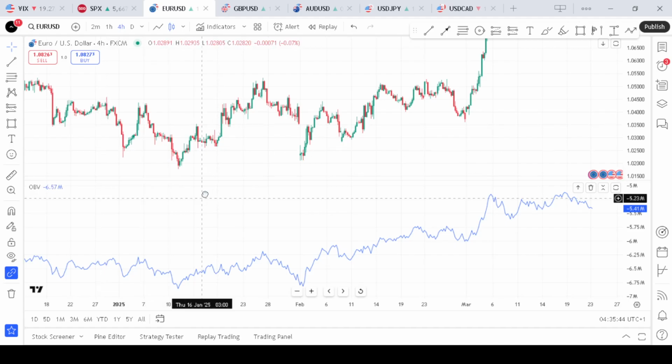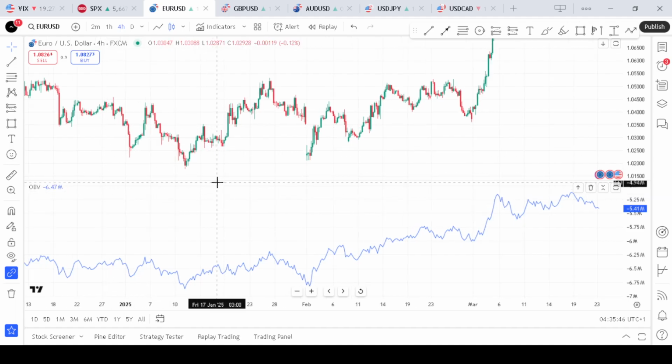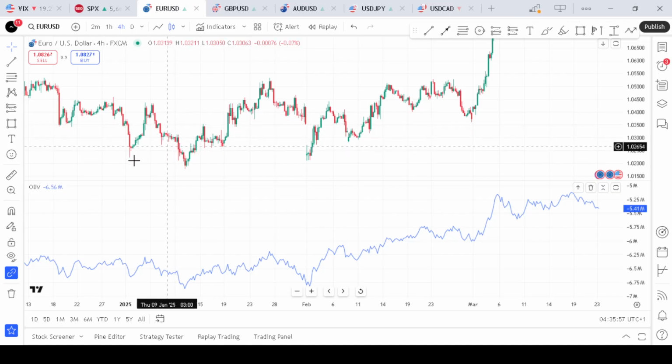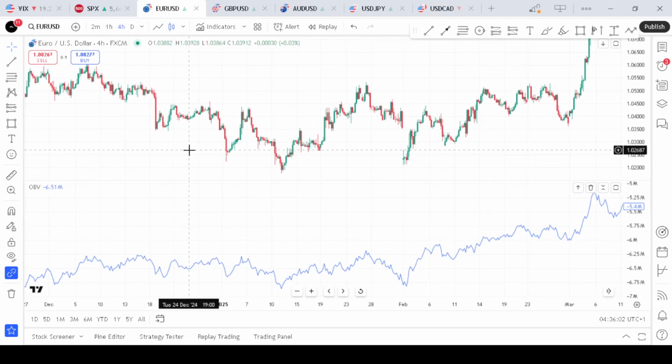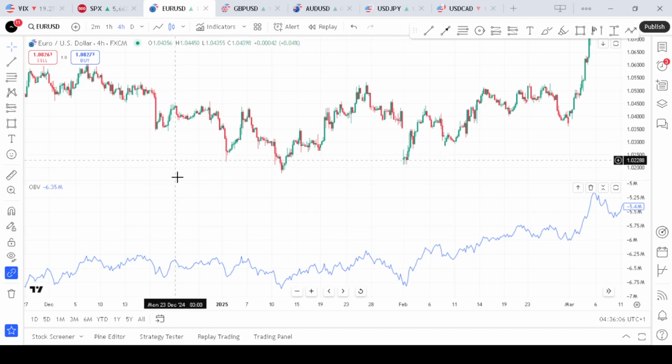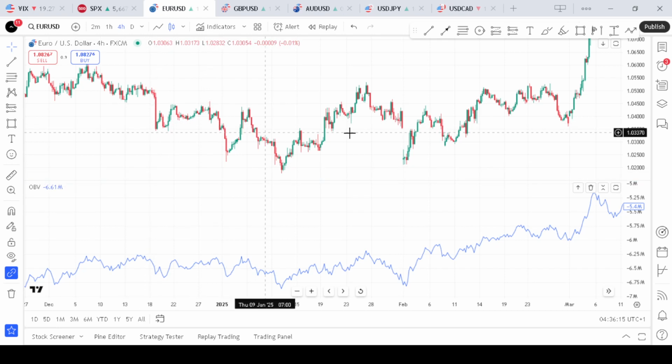The next step is to look for divergence. When the OBV is moving in a different direction and price is trending in the opposite direction, this is where a divergence occurs. Now let's see what we are talking about. When you see a bullish divergence, it occurs when price is falling but the OBV is rising.